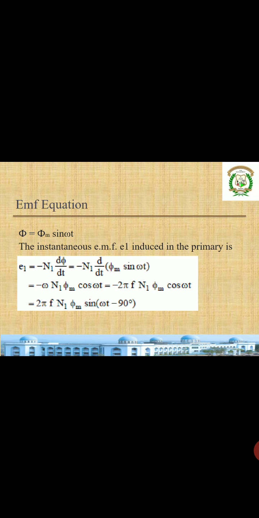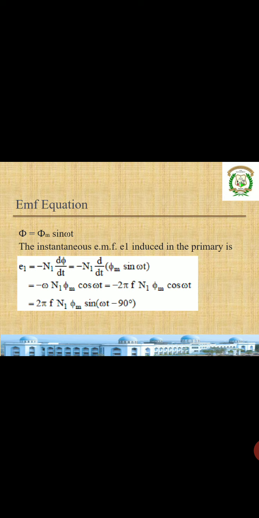So let us consider E1 is the instantaneously induced EMF in the primary side. According to Lenz's law, we know that it opposes the very cause. So we know that induced EMF is equal to the rate of change of flux times the number of turns. The direction is opposite, that's why we take it as minus. So in the first coil, E1 is given by minus N1 into d phi by dt, where phi is nothing but phi m sin omega t.